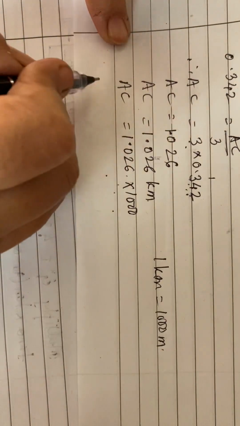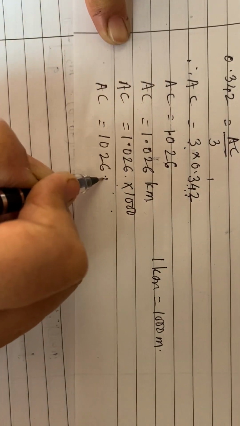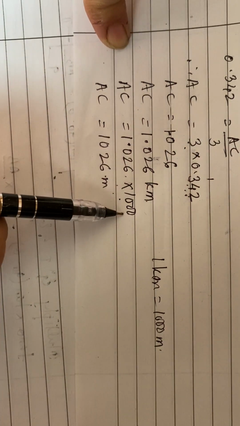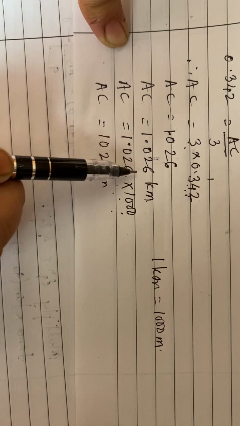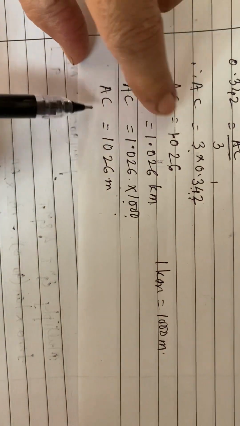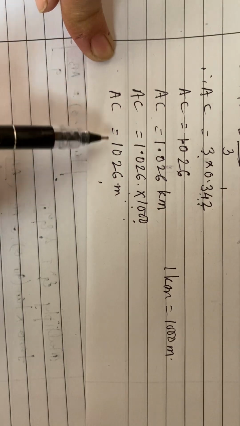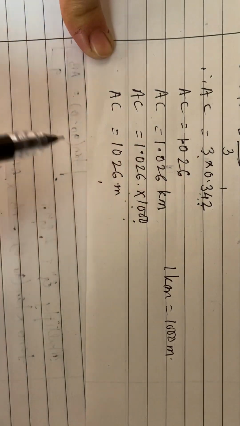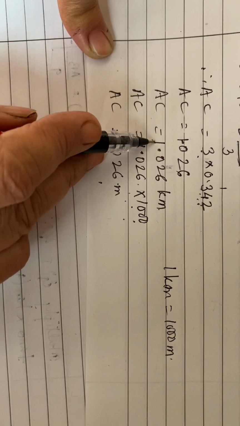So your answer will be 1026 meters. See, the 3 zeros are there, so the decimal point will shift 3 places. 1, 2, 3. So that makes the height of the plane when it started landing 1026 meters, or approximately 1 kilometer.